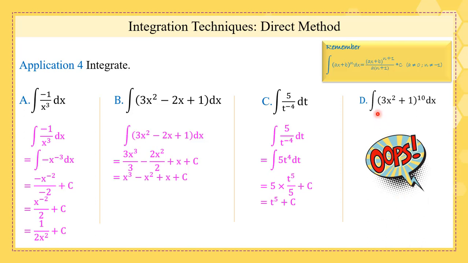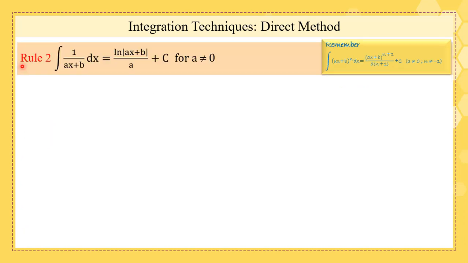Oops, we can't solve this integral using this rule because here x is to the power 1 and here x is to the power 2. Rule 2. Integral of 1 over (ax + b) dx is equal to ln absolute value of (ax + b) over a plus a constant, for a not equal to 0. Here we put the absolute value because the value inside the ln must be positive.